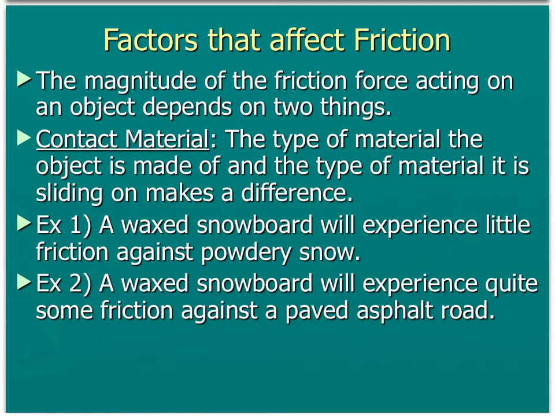The first one being the contact material. So the type of material that the object is made of and the type of material that it is sliding on makes a difference, and you saw that in the lab, whether it was just the wood block on the aluminum track, or whether it had sandpaper, or whether it had plastic in between it.